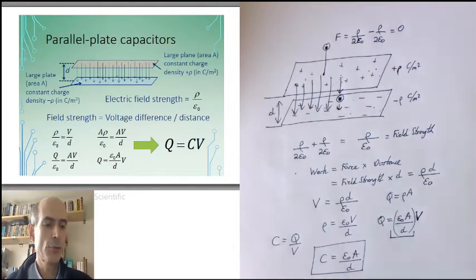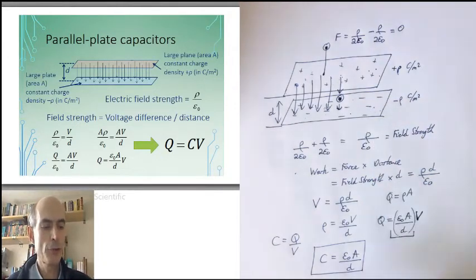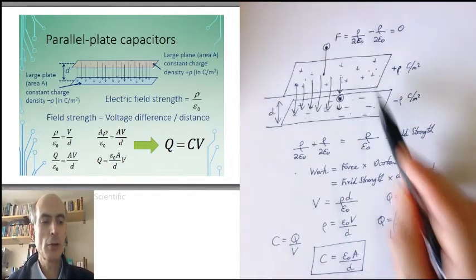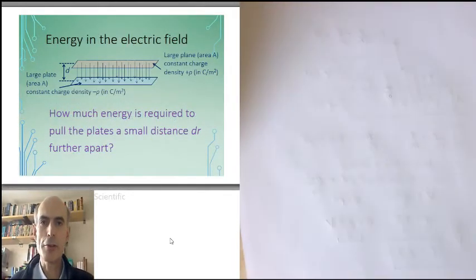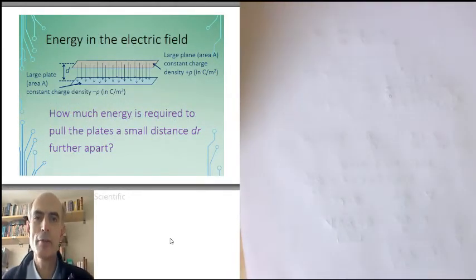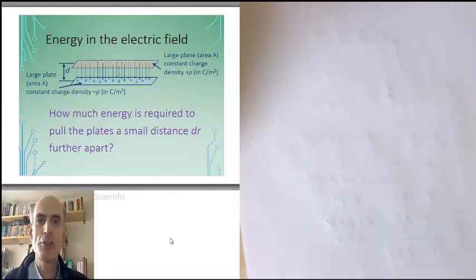And I can use these techniques of flux and Gauss's law to produce a very useful result to calculate the capacitance of this arrangement of two parallel plates. I could go further and derive another very useful equation from this arrangement of two parallel plates. I can derive an expression for the energy density stored in an electric field. And it goes like this.